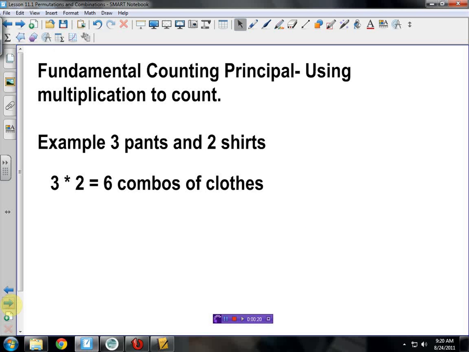The first thing we're going to learn about is the fundamental counting theorem, which is using multiplication as a shortcut way to count. For example, if we have 3 pairs of pants and 2 shirts, and we want to know the total number of different outfits we can wear, we'll take those 3 pairs of pants, multiply by those 2 shirts, and we'll get 6 combinations of clothes. That's the fundamental counting theorem, and by now you've probably seen it once or twice in your math.